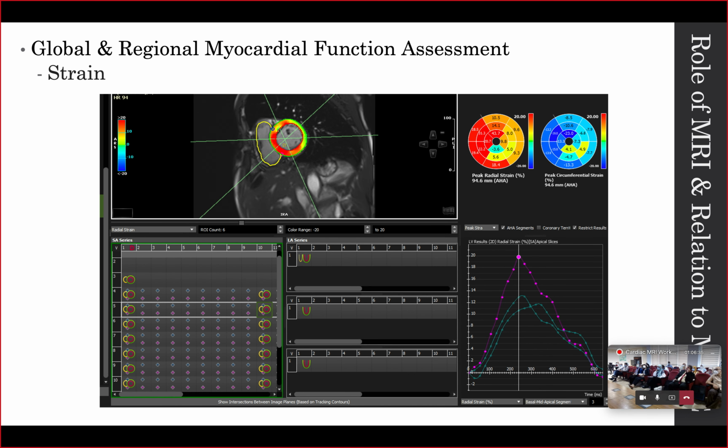Recently, many softwares have been introduced in the market. Echo could measure the longitudinal function, while MRI is used to measure the radial function.